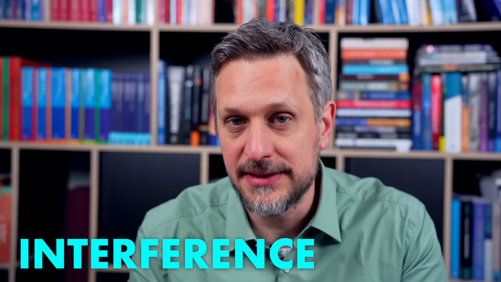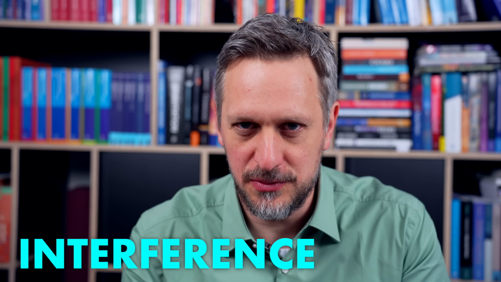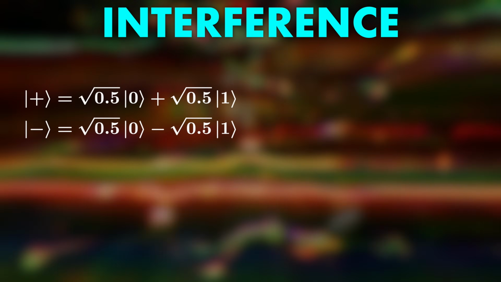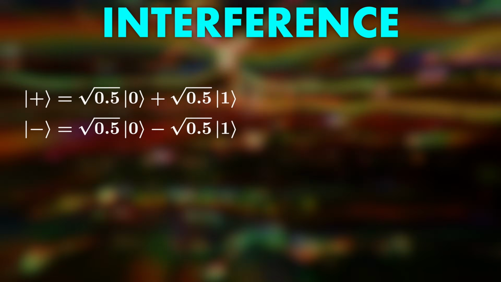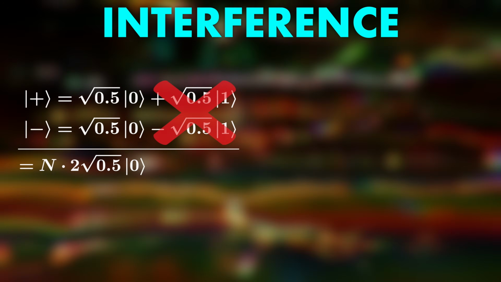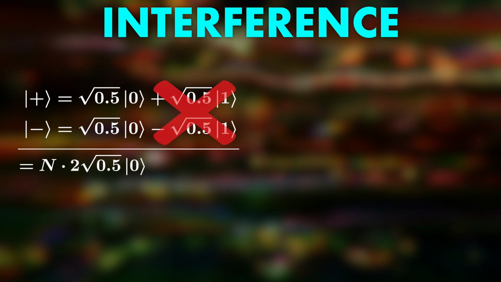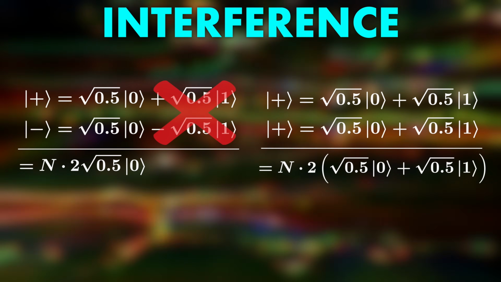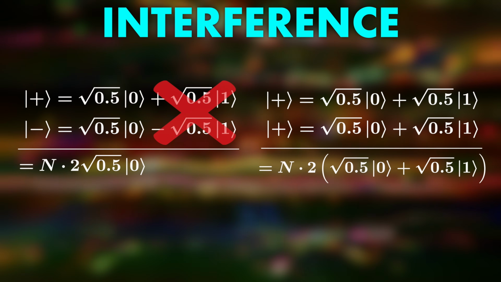Now, as we said, by itself, a phase makes no difference. But as soon as we add two states together, a process called interference, they very much do. If we take the two states from before, which we couldn't distinguish by measurements, and add them together, the result is completely different to the addition of just two copies of the first state.